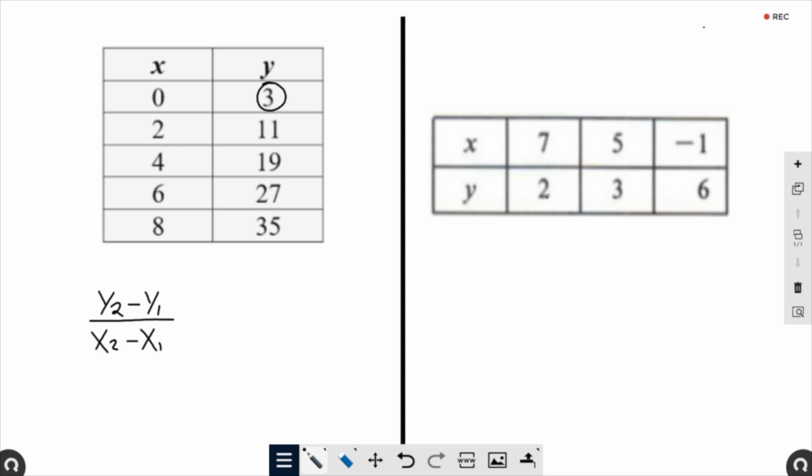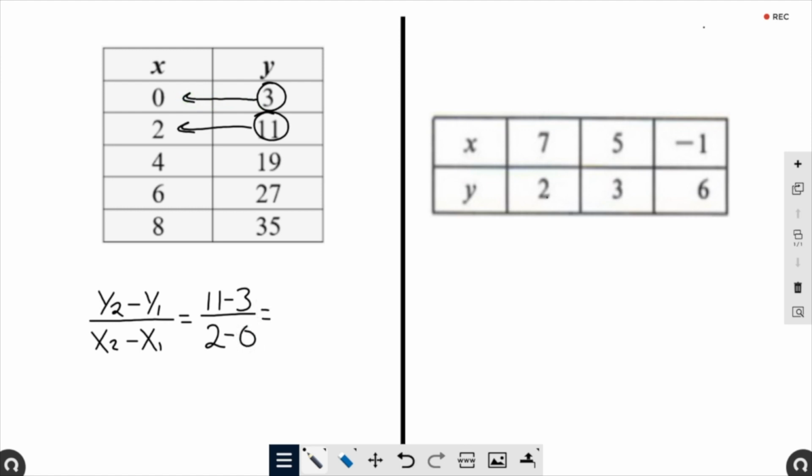Let's say I wanted to pick 3 and 11. My second y I chose was 11. So that would equal 11 minus 3 divided by, and now I pick the corresponding x's that go with those y's. The corresponding x with 11 would be 2 minus, and the corresponding x with 3 would be 0.